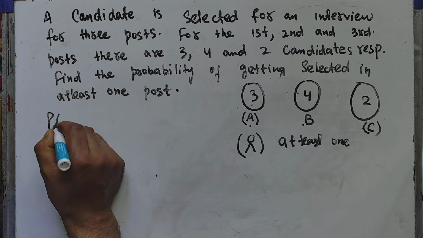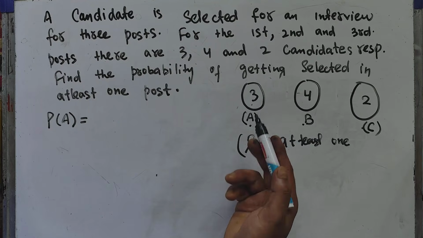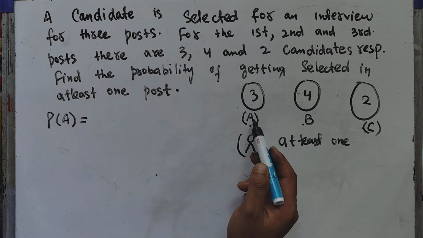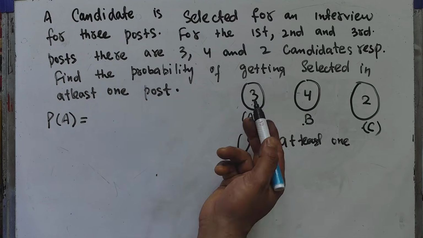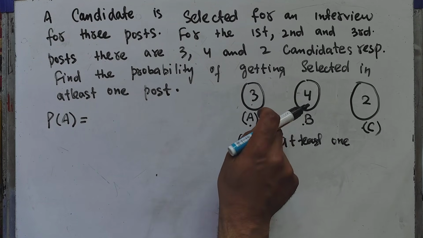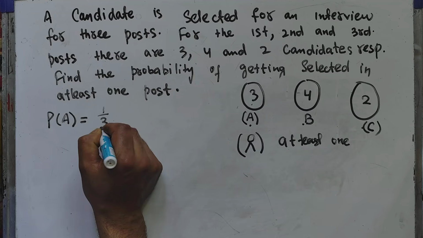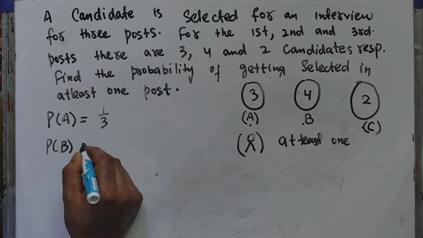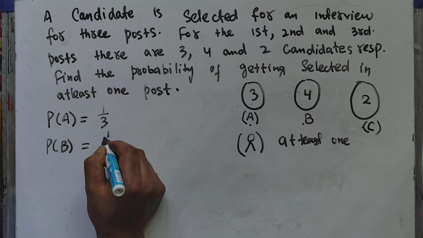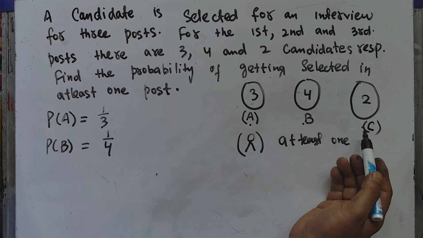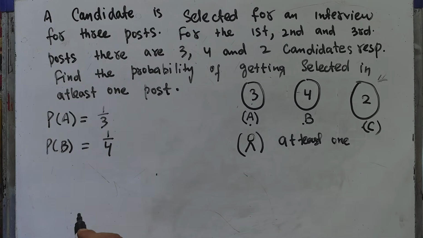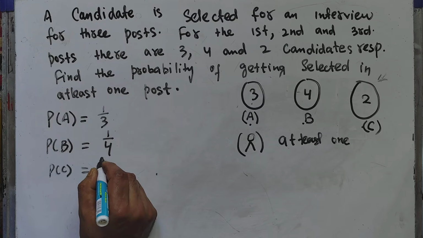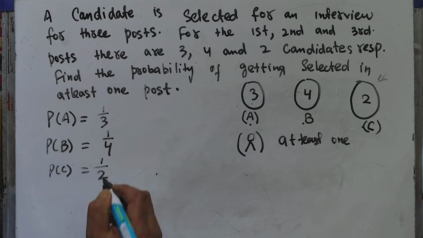Now the probability of getting selected in the first post, since there are 3 candidates, is 1 upon 3. Likewise, the probability of getting selected in the second post will be 1 upon 4, and the probability of getting selected for the third post, that is probability of C, will be equal to 1 upon 2, as there are 2 candidates, so there are half chances of getting selected.